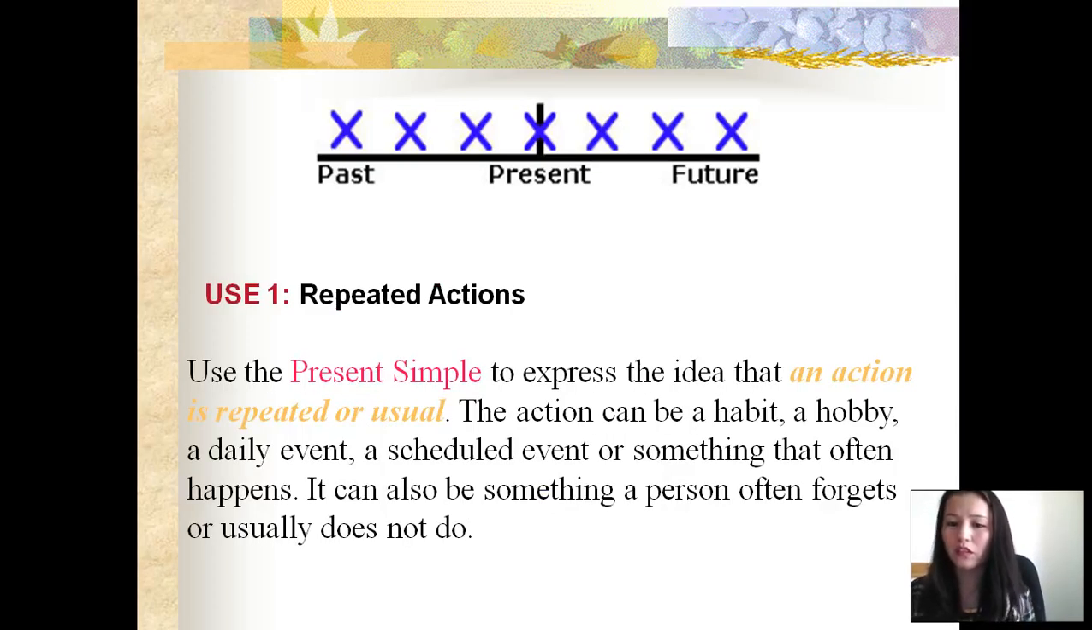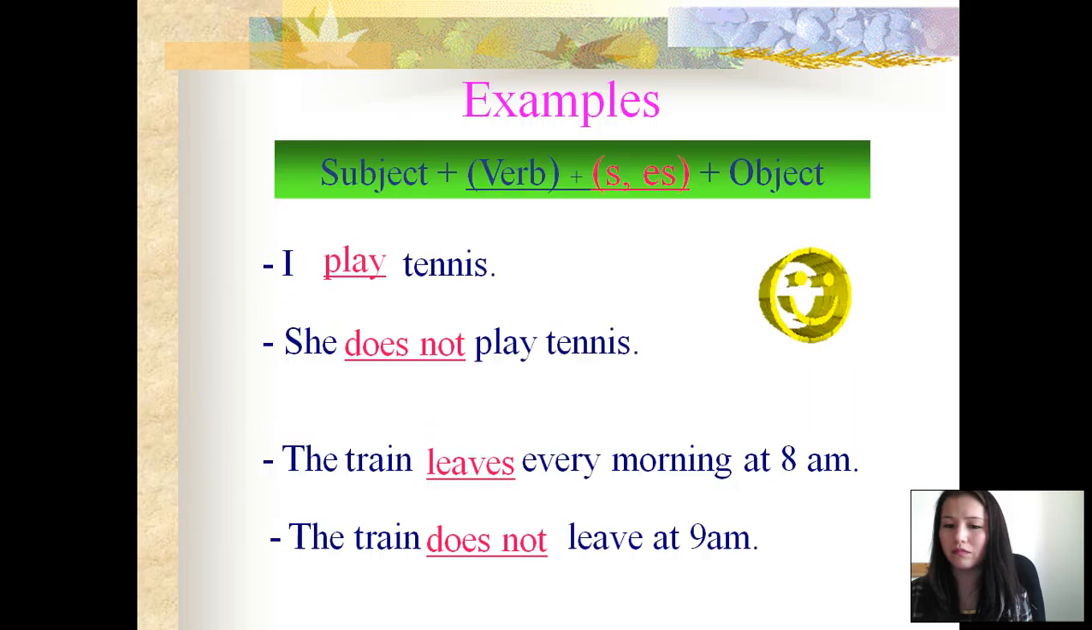The first use of the present simple happens between the past and the future, and we use it when we talk about repeated actions. We use the present simple to express the idea that an action is repeated or usual. The action can be a habit or hobby, a daily event or scheduled event, or something that often happens. It can also be something a person often forgets or usually doesn't do.